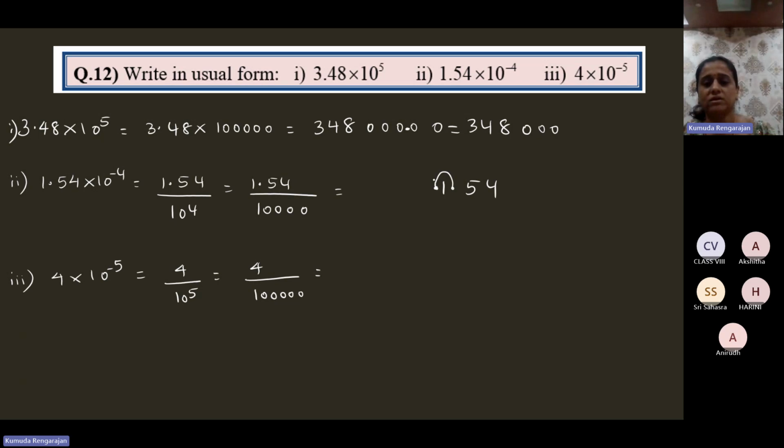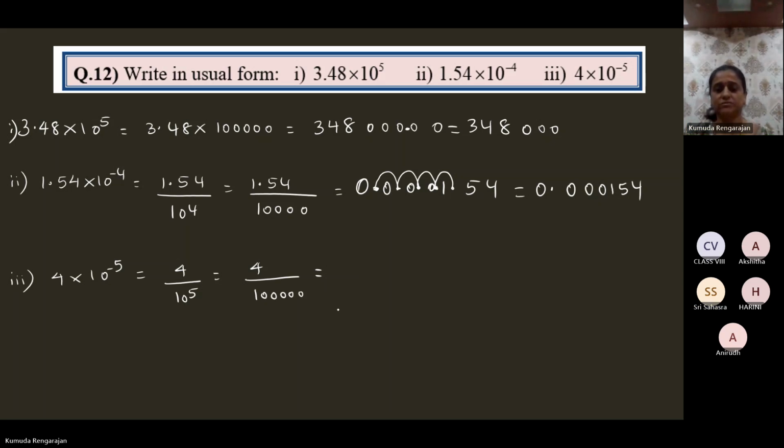This is 1, 2, 3, 4. It will come here. So you can put a 0 here and 3 zeros here. So it's nothing but 0.000154.